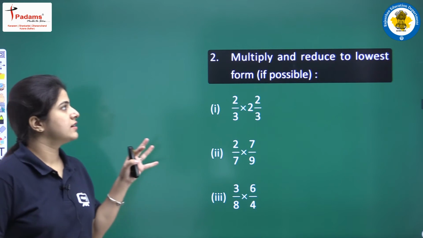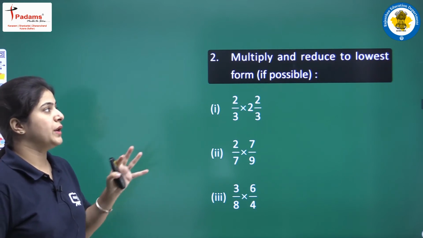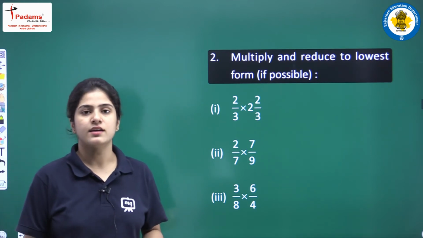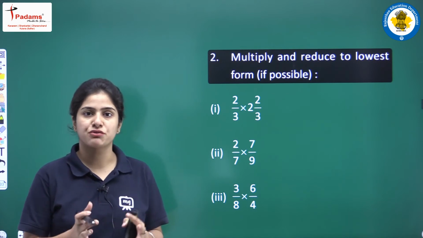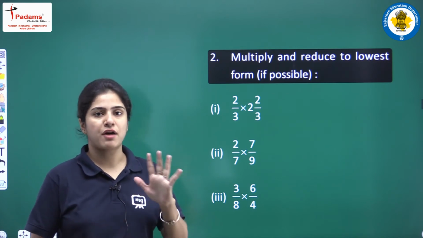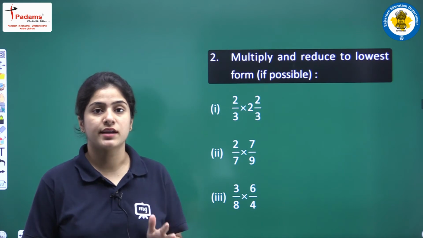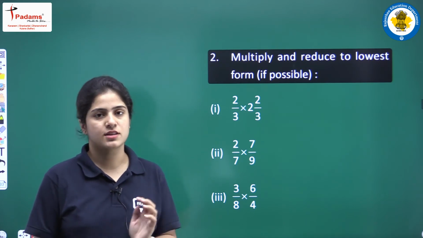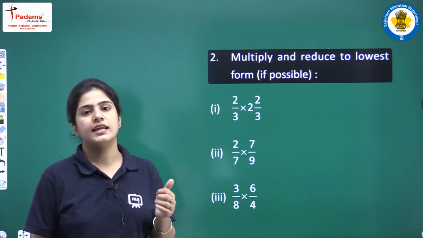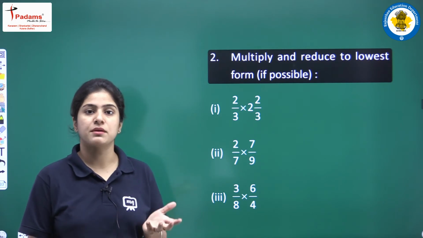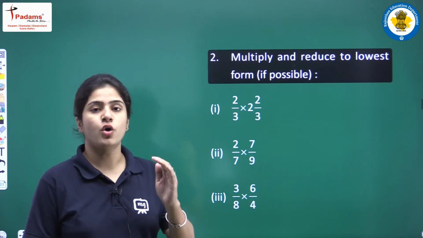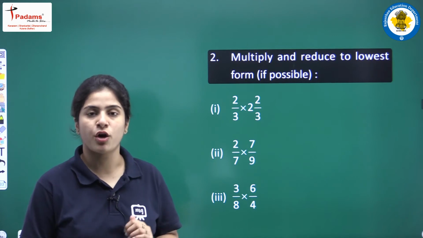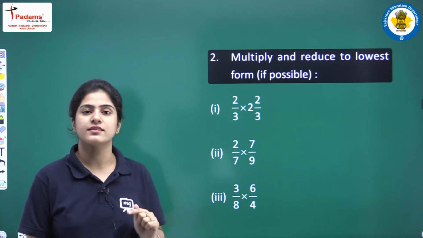What is that? Multiply and reduce to lowest form if possible. So you have to multiply both the fractions. Okay. And then if you have multiplied it, check whether it is in the lowest form, and if it is in the lowest form then it is okay, and if it is not then you have to put that into the lowest form. Means no common factor should be divided from these two, the numerator and the denominator.